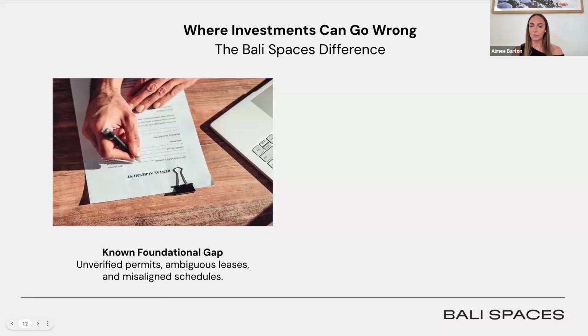Now, if any of you have started talking about investing in Bali, I'm sure you've heard: how are you going to protect yourself? And do you even own the land?